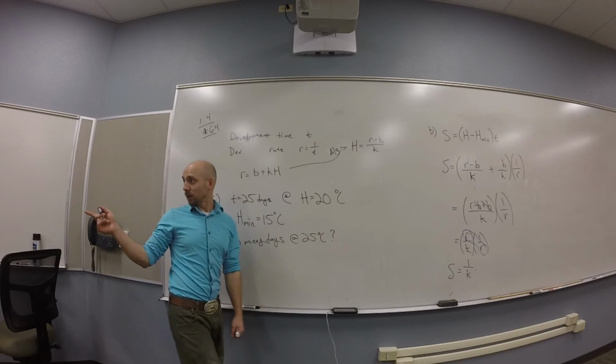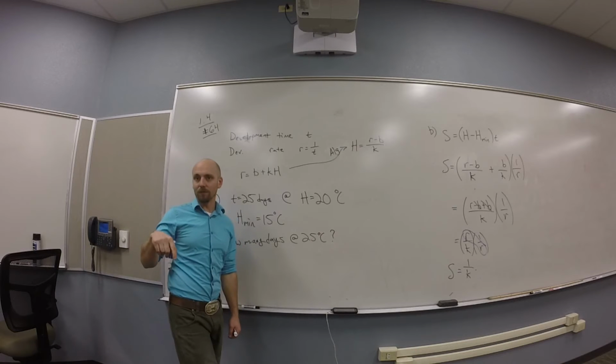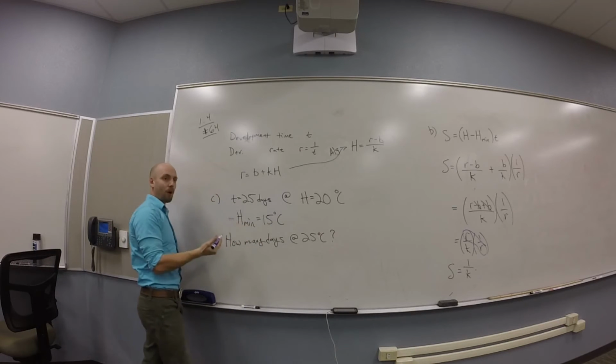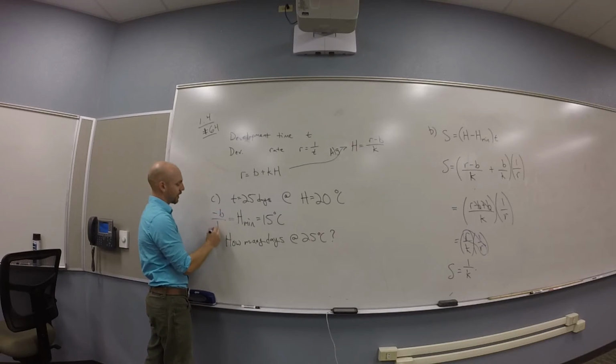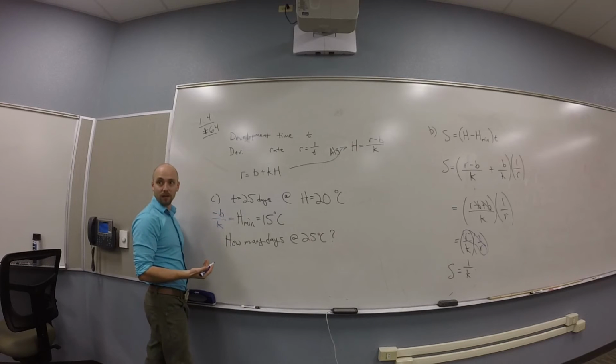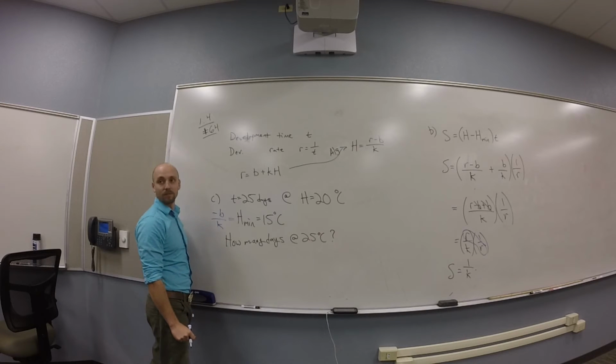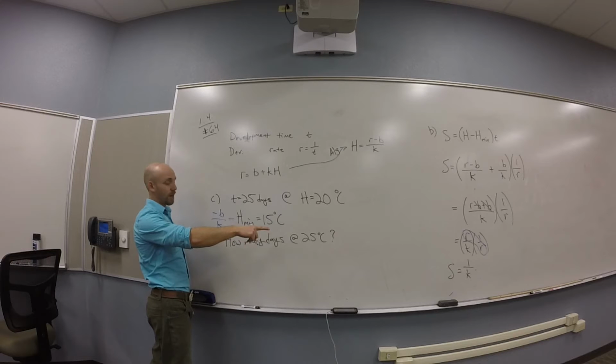Yeah, that's when R is 0. But I have some formula from part A: H-min is negative B over K. You guys see that? So this is one piece of information I know about B and K. What's another piece of information I know about B and K? K is 1 over S. Good. You guys see that? So that's one thing I could figure out.